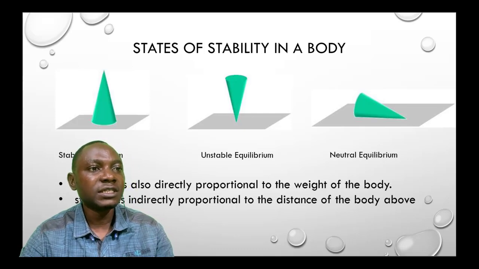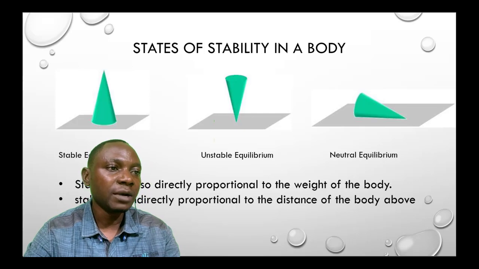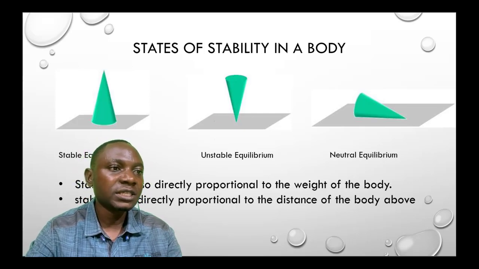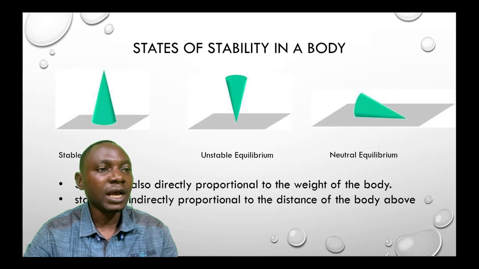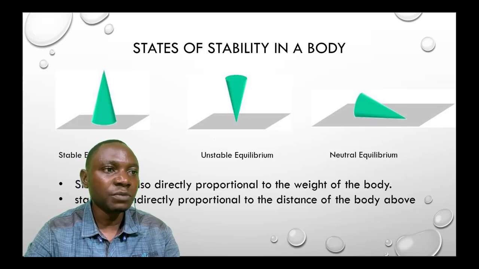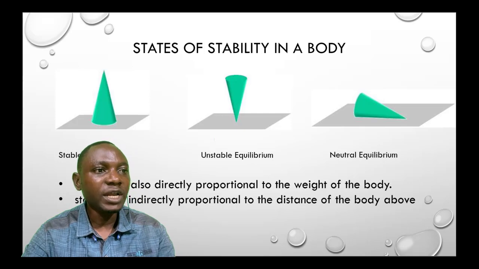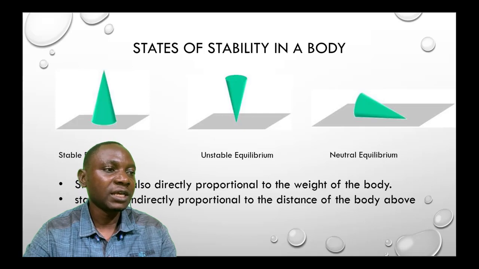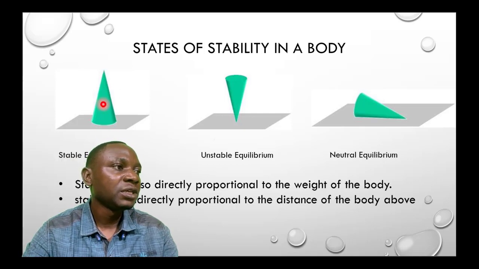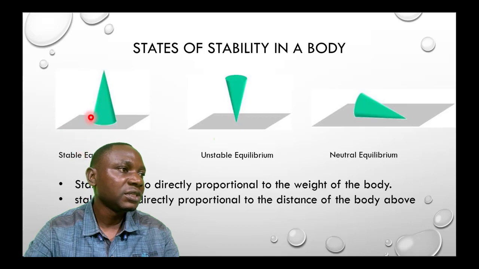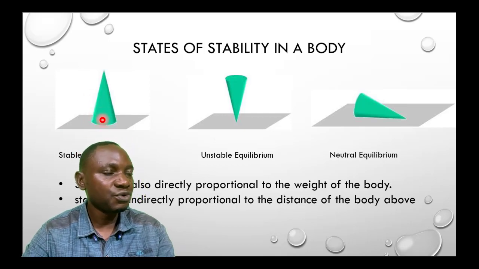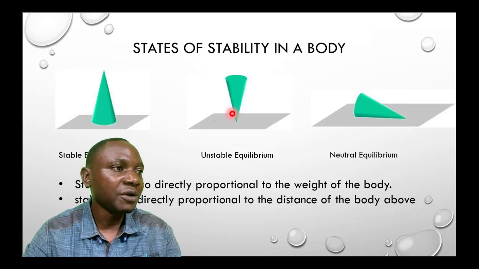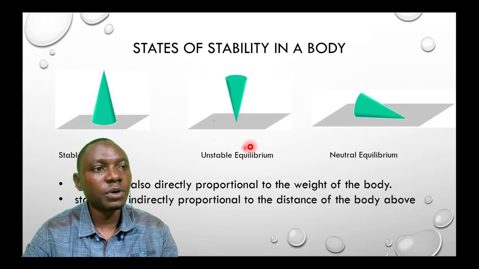And in physics, there are three states of stability a body can possess. The first one is stable equilibrium. When we say an object is in a stable equilibrium, it means that when there is a slight push or pull, the body does not fall. The body returns back to its initial position. Like you are seeing in the example here, this example is said to be in a state of stable equilibrium.